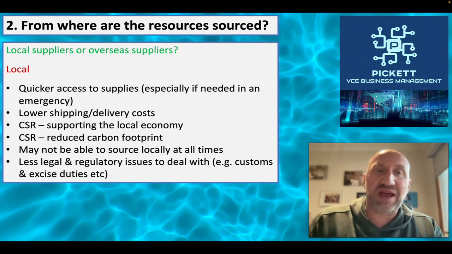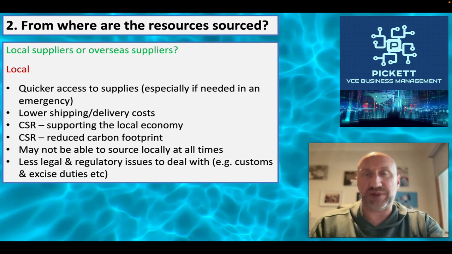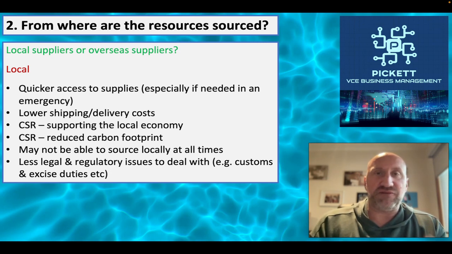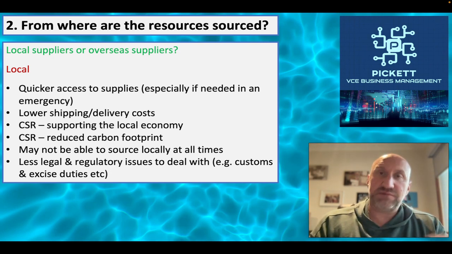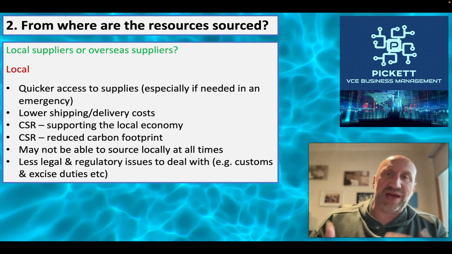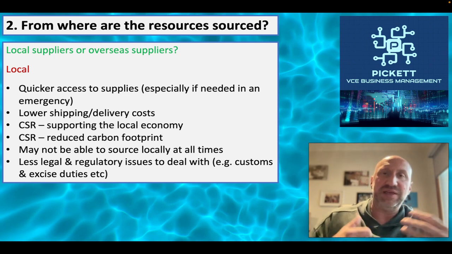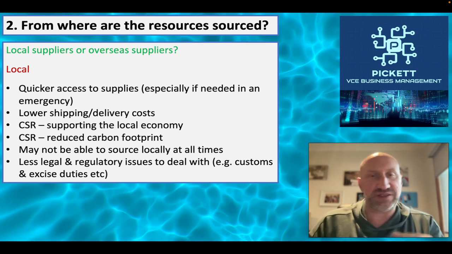We're probably going to have quicker access to supplies. So particularly if you need certain supplies in an emergency, if they're closer by to begin with, that might be an advantage. You're going to have lower shipping and delivery costs if they are closer to begin with than if they're further afield. CSR, social responsibility, you've got that aspect. If you're purchasing your resources locally, you've got that CSR aspect of supporting the local economy instead of perhaps supporting an overseas economy.